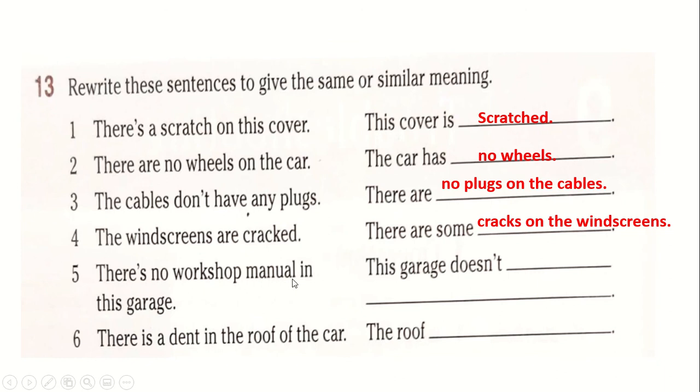There is no workshop manual. Workshop manual اللي هو دليل تشغيل الورشة. دليل التشغيل المانيوال ده بيبقى مع أي جهاز أو في أي مكان. There is no workshop manual in this garage. So this garage doesn't have any workshop manual. Finally, there's a dent in the roof of the car. So the roof of the car is dented.